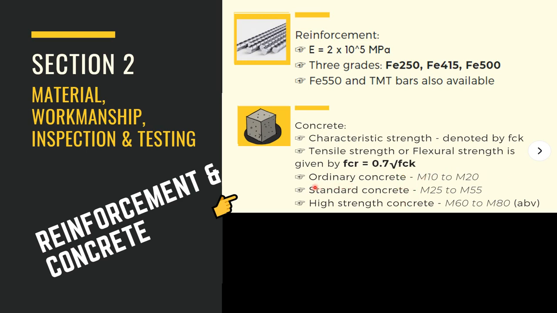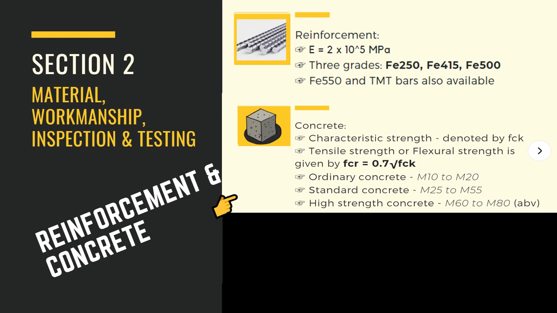There are three types of concrete. First one is the ordinary concrete, second one is standard, third one is the high strength concrete. Ordinary concrete means the concrete grades corresponding to M10 to M20. Standard concrete means the concrete grades corresponding to M25 to M55. High strength means more than M60 or 60 Newton per mm square, as specified by IS 10262 as well as IS 456.